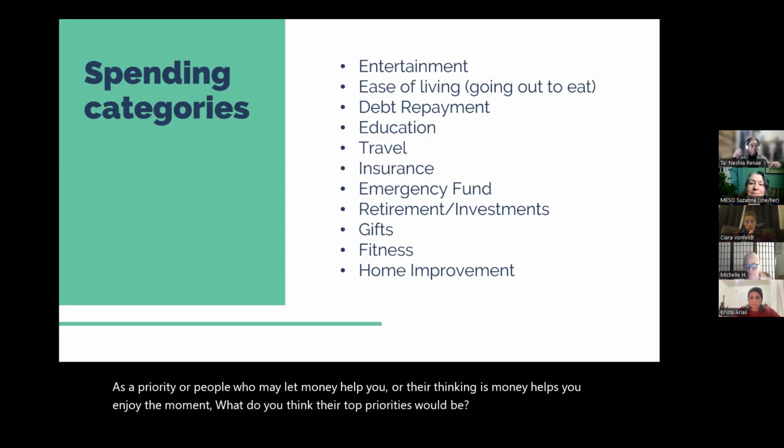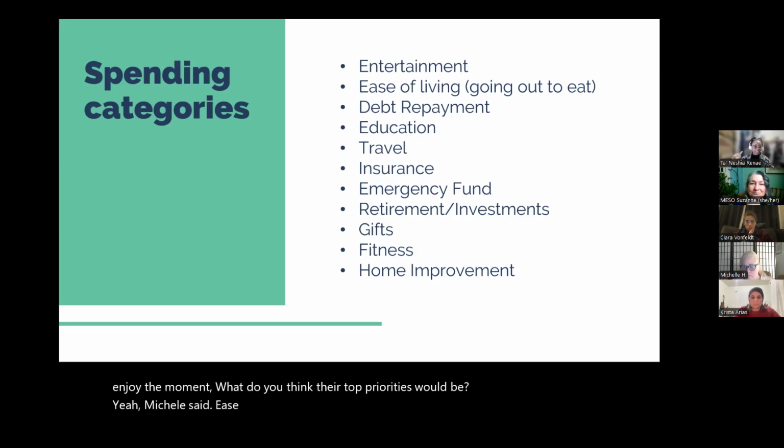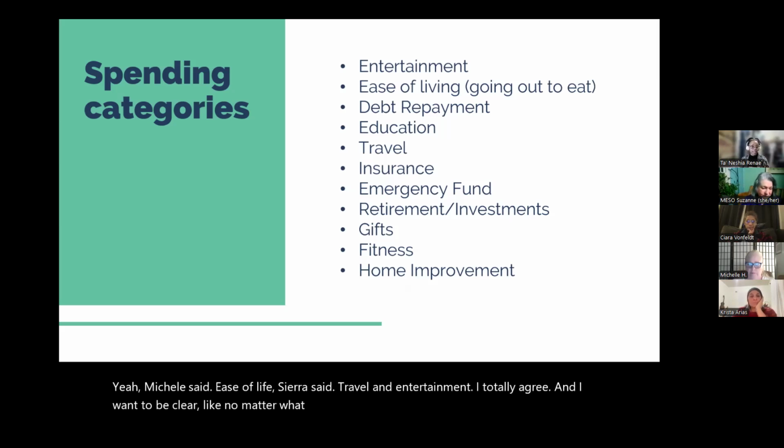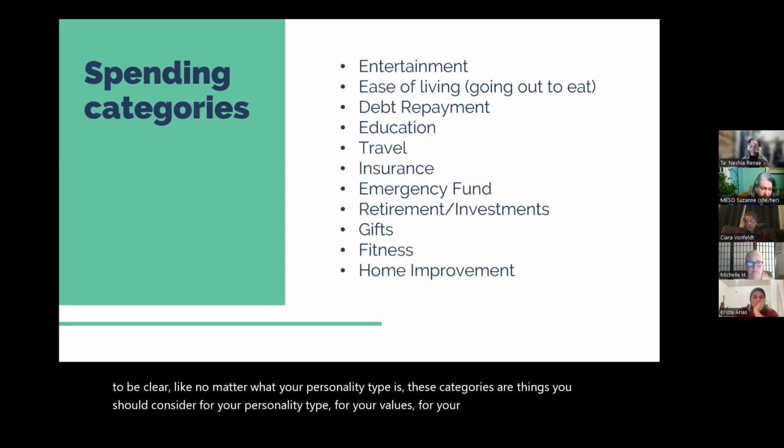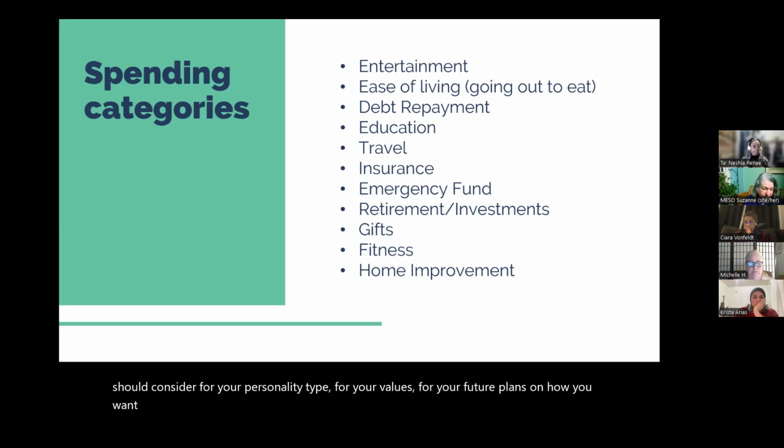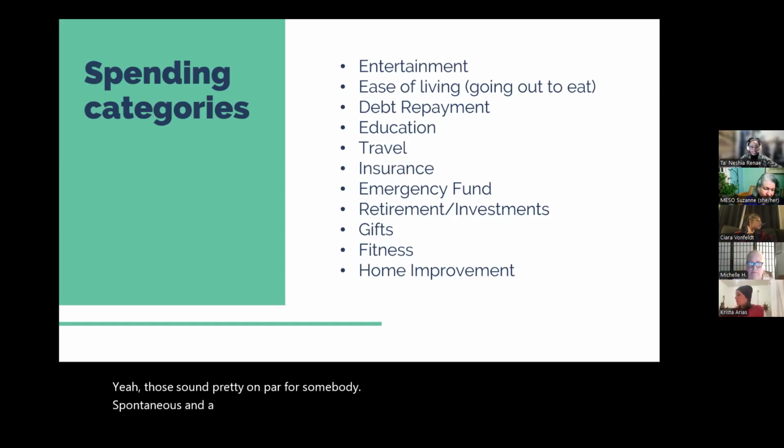Yeah, Michelle said ease of life. Sierra said travel and entertainment. I totally agree. And I want to be clear, no matter what your personality type is, these categories are things you should consider for your personality type, for your values, for your future plans on how you want to prioritize your spending. And then Krista said entertainment, traveling, ease of life. Yeah, those sound pretty on par for somebody that's spontaneous and a little bit more free spirited.